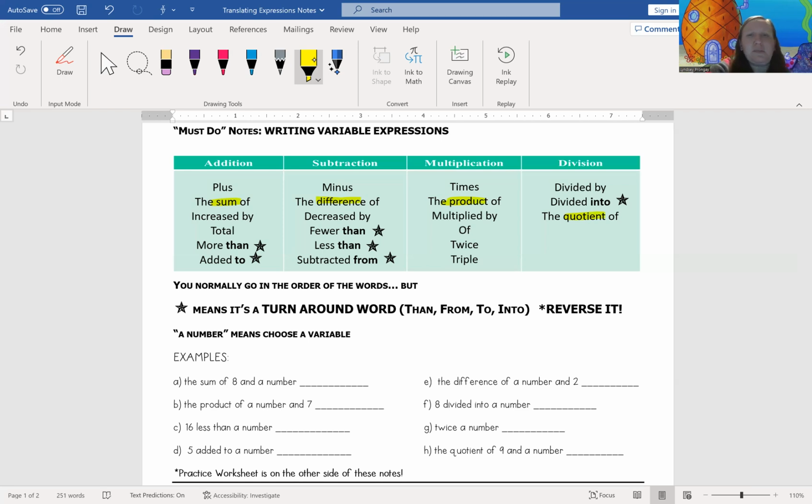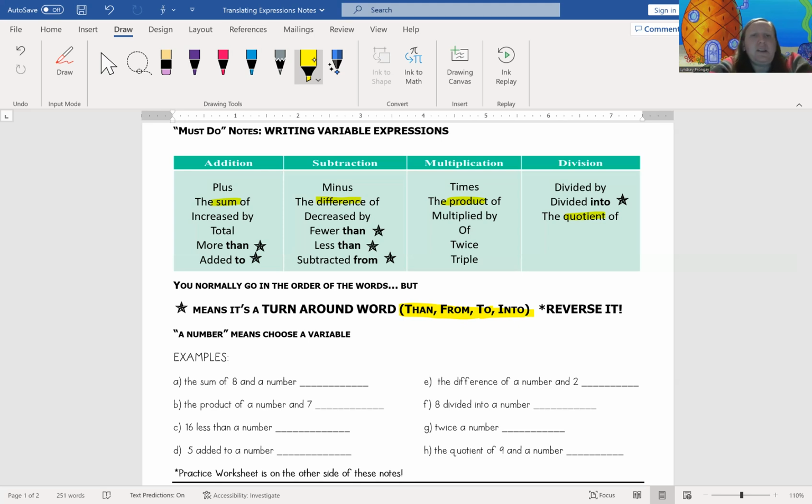When we go to do these, we're usually going to go in the order of the words. However, there's a couple key words we need to look for because they're called our turnaround words. It's not an official phrase, but that's what we like to call them. And those are than, from, to, and into. So if you see any of those turnaround words in the phrase you're trying to turn into some math, we actually have to reverse the order of things there.